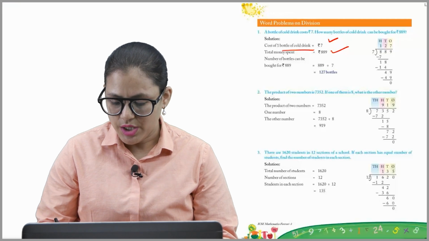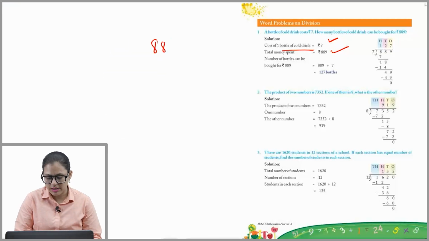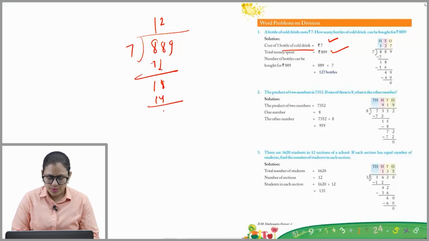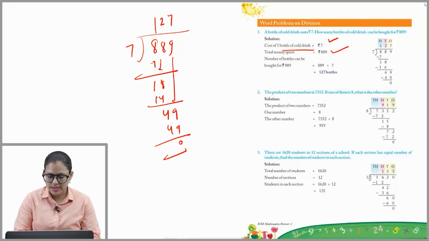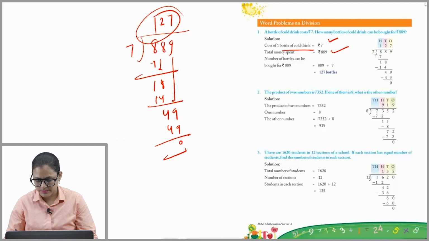Okay, so what will you do? You will divide 889 by 7. So what will we get? 7 ones are 7. 1 remainder, bring down 8. 7 twos are 14. 8 minus 4 is 4, then bring down 9. 7 sevens are 49. Okay, so 127 bottles, you can purchase from this amount.